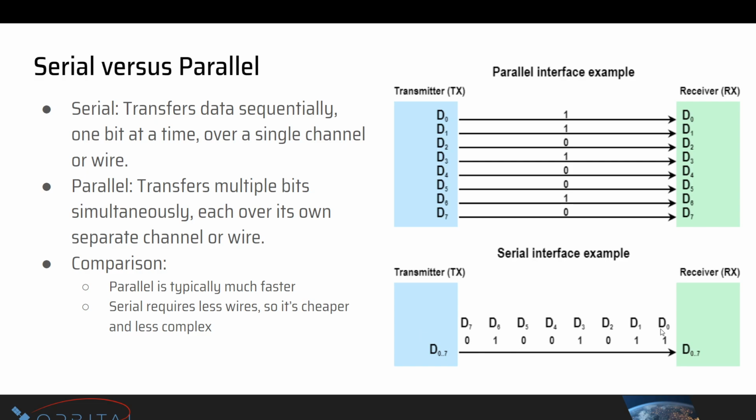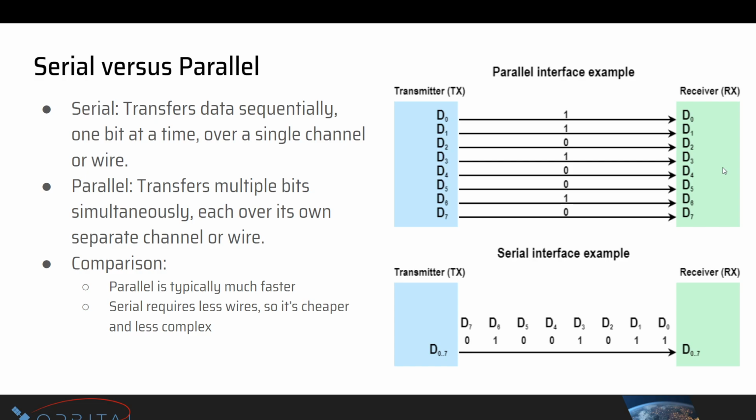And first you send, imagine that D is like a byte. So D0 is the first bit. So you send the first bit, and then after that you send the second bit, and the third, and so on. Whereas with parallel, each bit of your byte has its own wire, and that way in one go you can send that entire byte, and then the receiver can interpret that back on the other side.